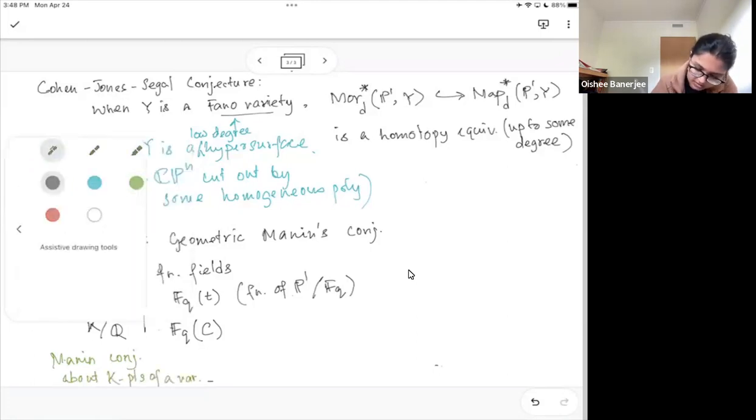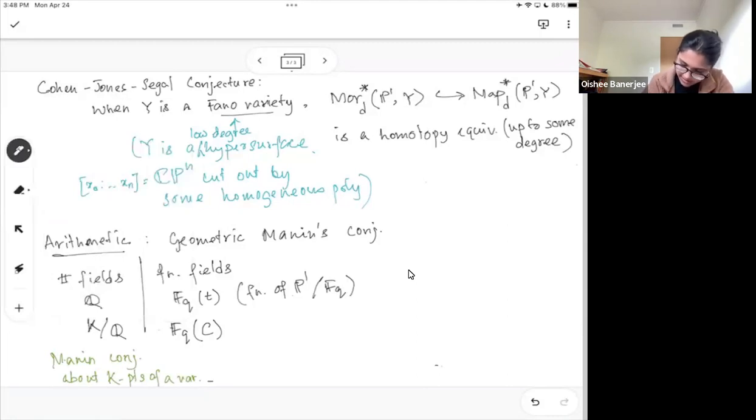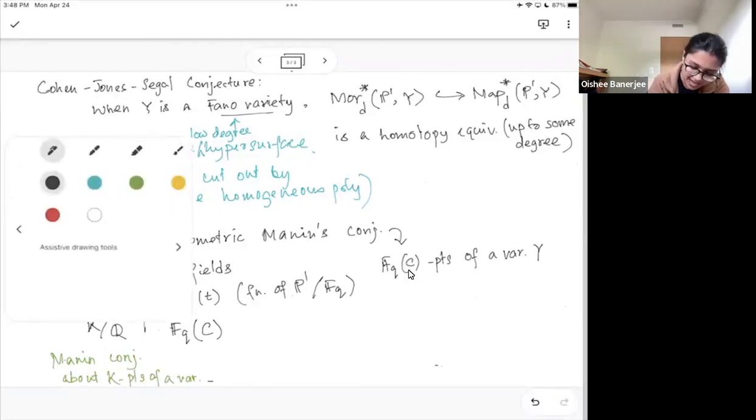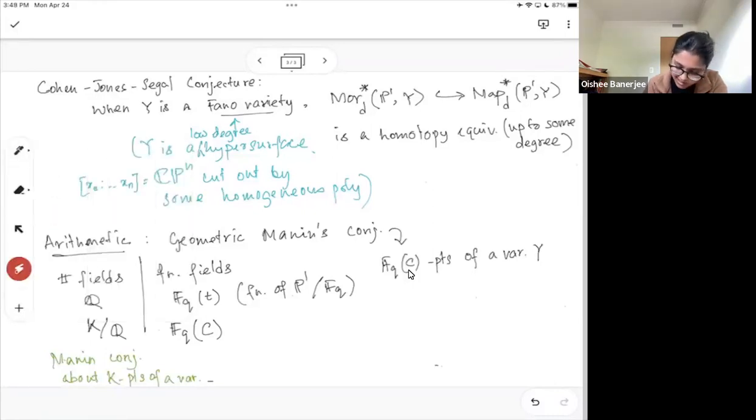What we want to talk about is F_q(C) points of a variety Y, and this is the geometric Manin's conjecture, which says that there can be up to some certain number of points. The conjecture gives bounds on the number of points.